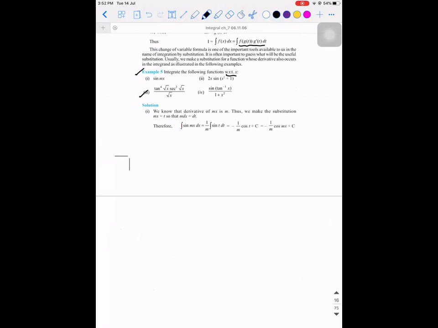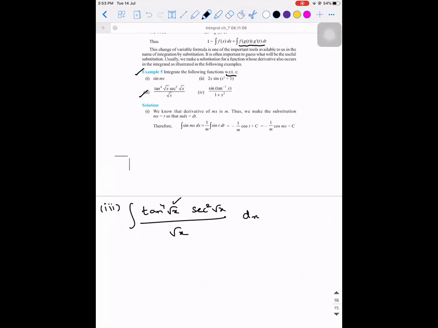So third one, integral of tan power 4 root x into secant square root x, the whole divided by root x dx. So here, which variable is looking complicated? Root x.